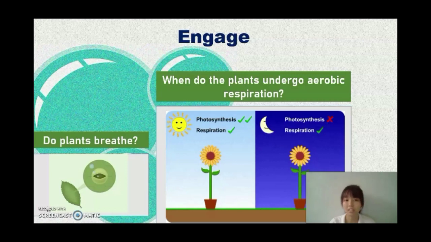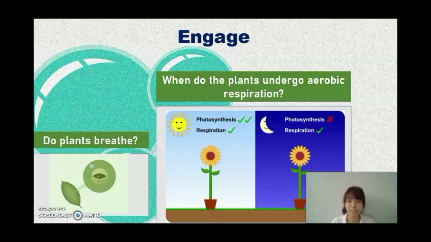Before starting the experiment, teachers can point out some questions to engage students about the topic. For example, do plants breathe? Plants use oxygen during aerobic respiration. However, unlike animals, they use organelles called stomata and lenticels for gaseous exchange. The next question is, when do the plants undergo aerobic respiration?